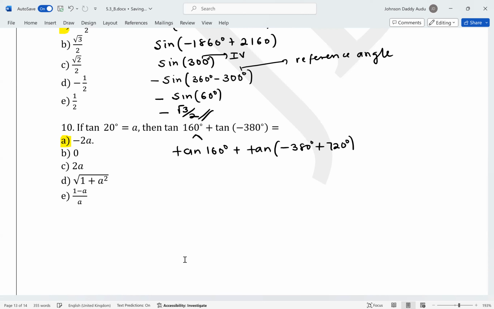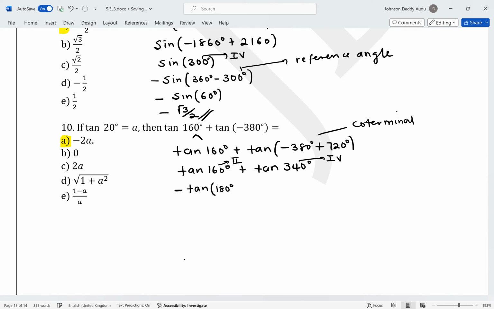And this will give us, let's say, 340, yeah? 340. So this will be tan 160 degree plus tan 340 degree. So this is just coterminal. Okay. So here we can use the quadrant now. This is in which quadrant? This is in the second quadrant. And this is in the fourth quadrant. So if this is in the second quadrant, tan is negative. So you have minus tan, right?